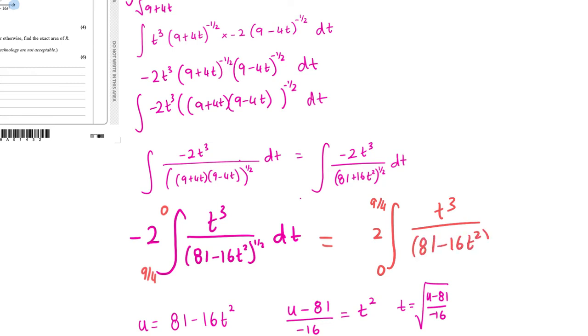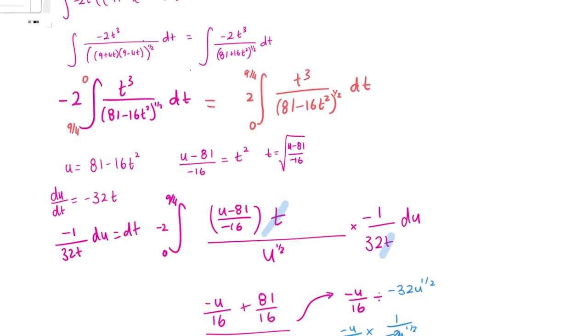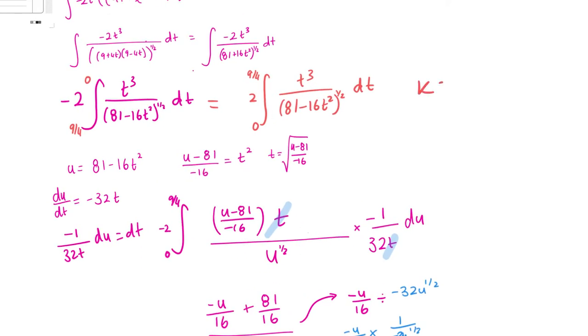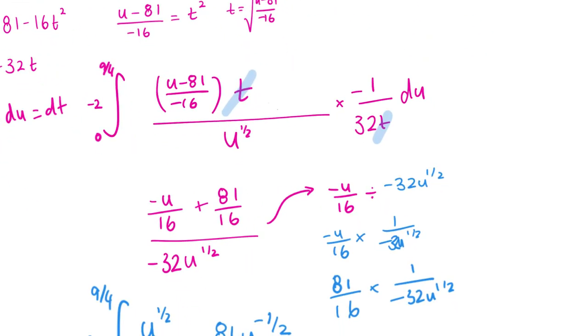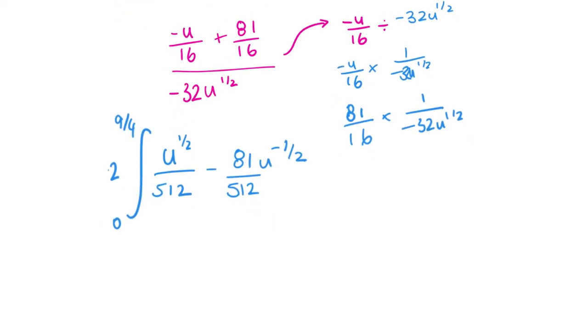81 minus 16t squared to the half with respect to t. Okay, make sure you do that. Okay, it's 2. No, because they already gave us the values of t. That's going to be positive 2, guys. Just watch out for that, sorry. Right, so now, this is with respect to du. Perfect. Okay, now this is t equals and this is t equals, isn't it?